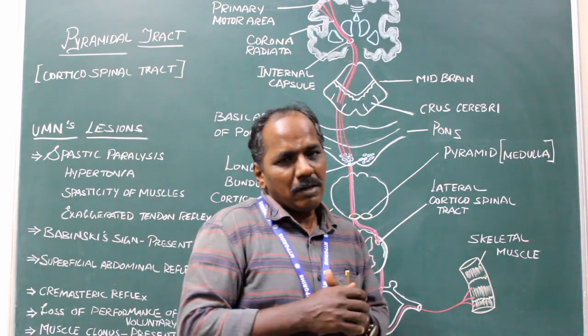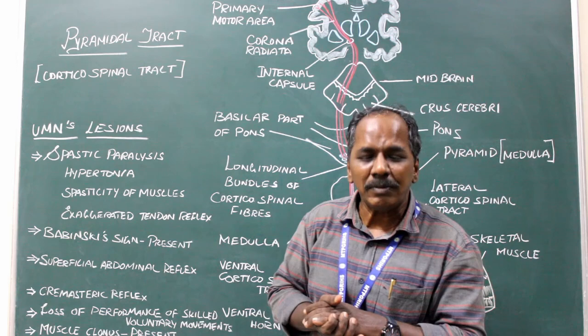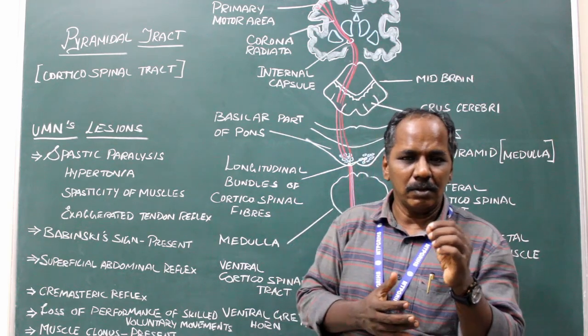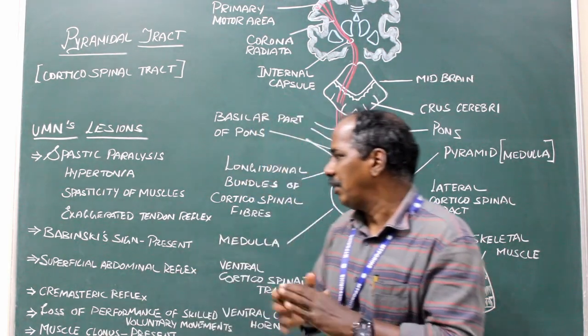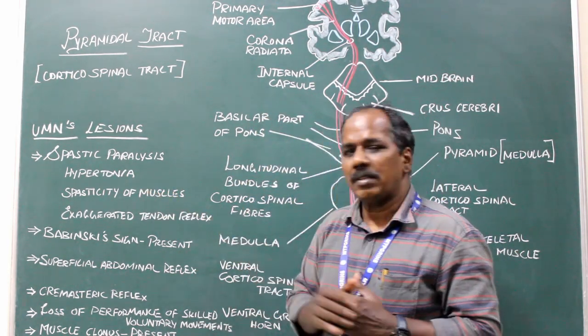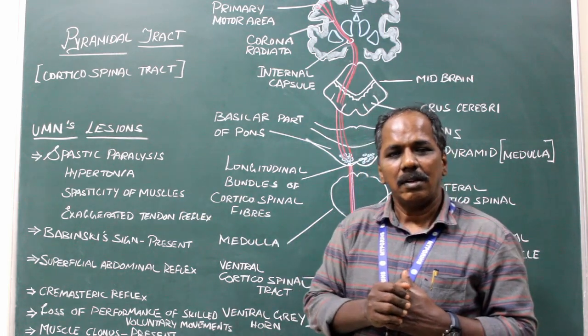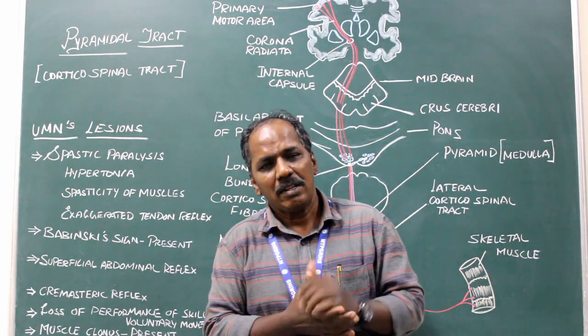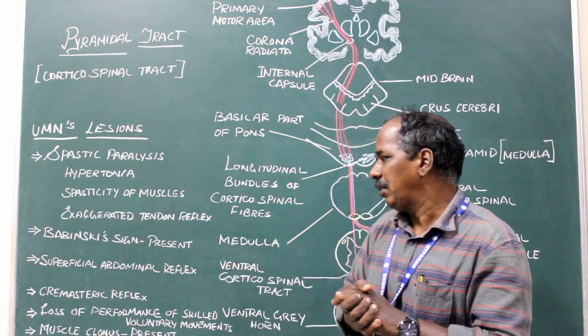In upper motor neuron lesions, you have hypertonia, increased muscle tone. In lower motor neuron lesions, you have hypotonia. Spasticity of muscles is present in upper motor neuron lesions, whereas in lower motor neuron lesions, flaccidity of the muscles can be seen.